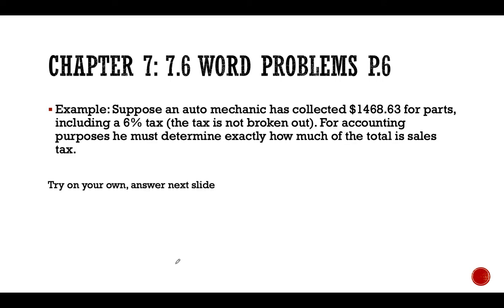Here's an example for you to try on your own. Suppose an auto mechanic has collected $1,468.63 for parts, including a 6% tax. Here the tax is not broken out. For accounting purposes, he must determine exactly how much of the total is sales tax. Try it on your own, stop the video, and then we will go over the answer.